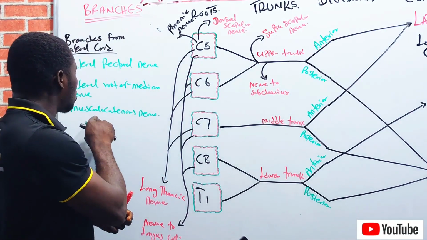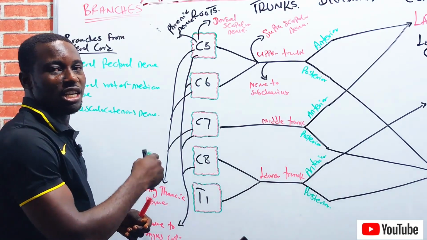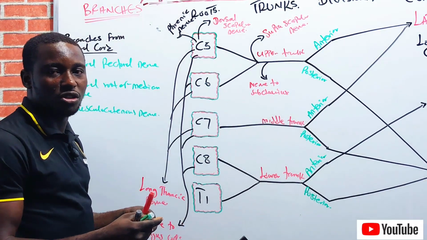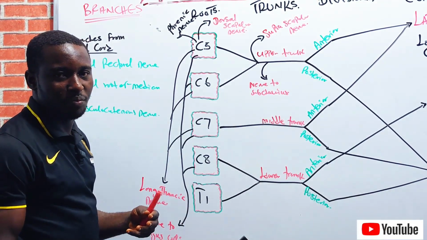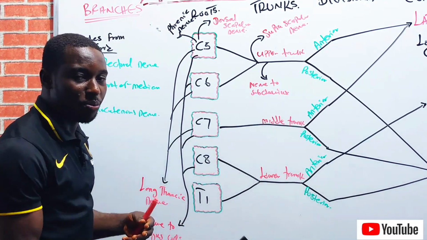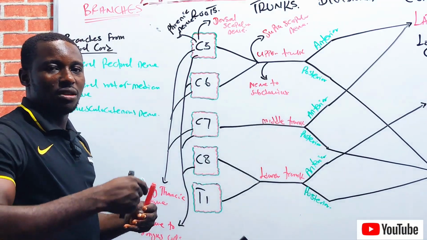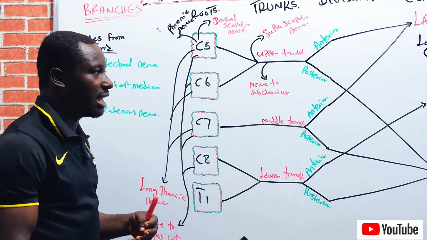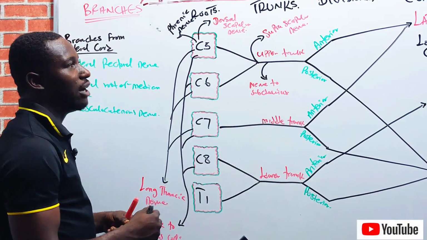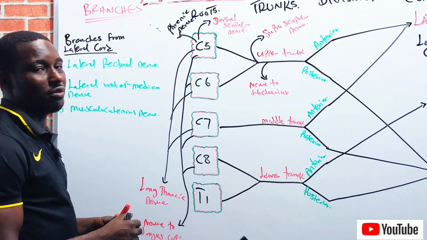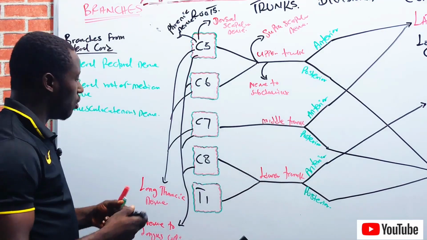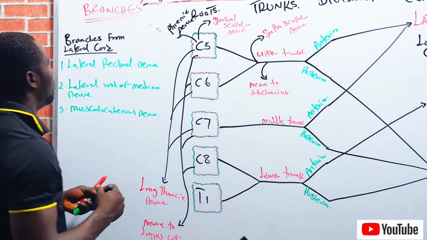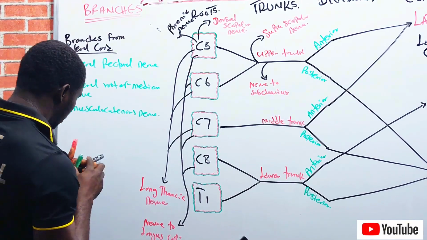Okay, the musculocutaneous nerve supplies the muscles in the anterior compartment of the arm, such as the coracobrachialis, the biceps brachii, and the brachialis muscle. So that is all about the lateral cord of the brachial plexus. The next we'll be looking at is the medial cord, that is, the branches from the medial cord.